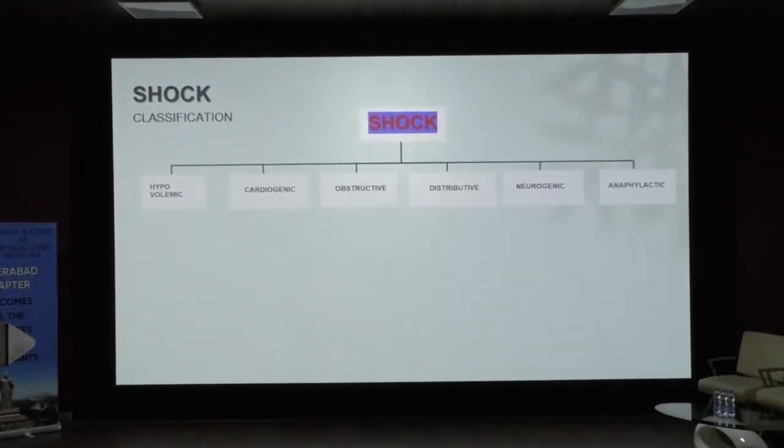Hypovolemic, maybe hemorrhagic loss or fluid losses like in GE. Cardiogenic, maybe mechanical or like MI. Obstructive, such as cardiac tamponade, pneumothorax or massive pulmonary embolism. Distributive, the most common being septic shock. Neurogenic, with any cervical cord injury or above, and anaphylaxis.